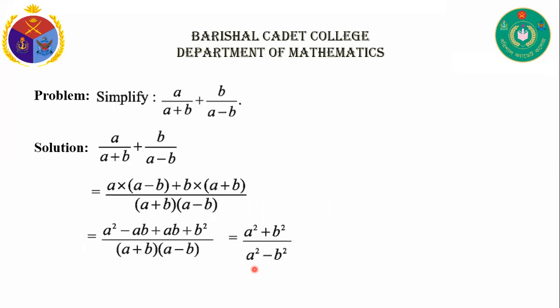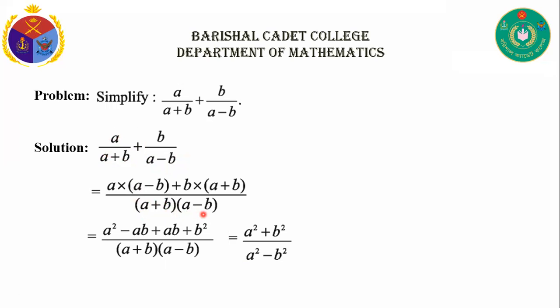Now we're going to simplify a by (a plus b) plus b by (a minus b). So we have to first find the common denominator. Here we use a trick. We find the LCM of these two denominators, that is (a plus b) into (a minus b). Now we have to find the quotient. What is the quotient of the first fraction? That is (a plus b)(a minus b) divided by (a plus b). So a plus b and a plus b cancel, and we have a minus b. So the quotient is a minus b.